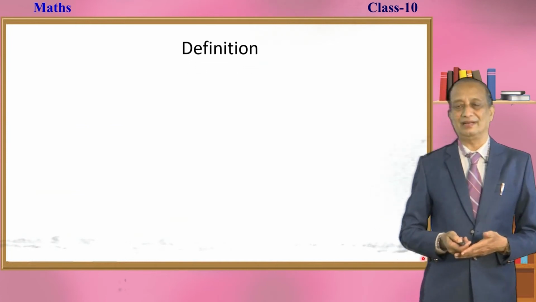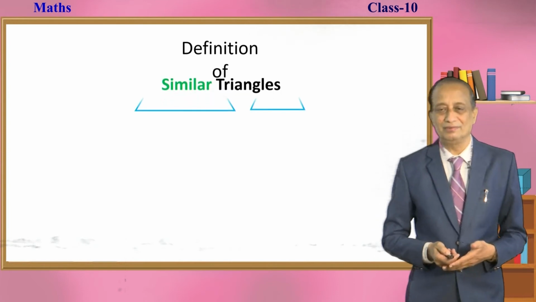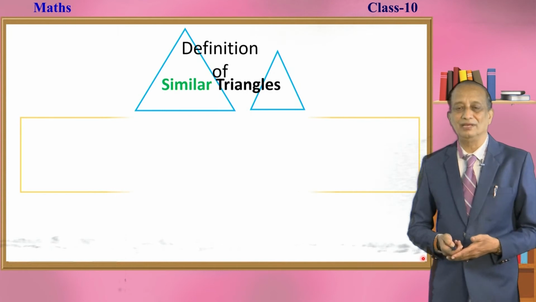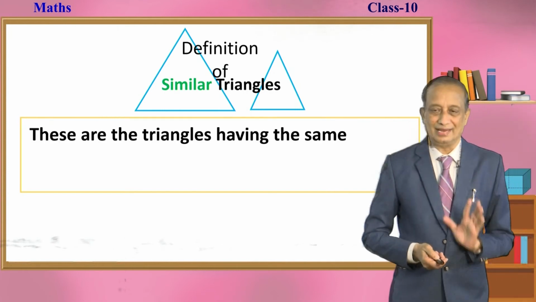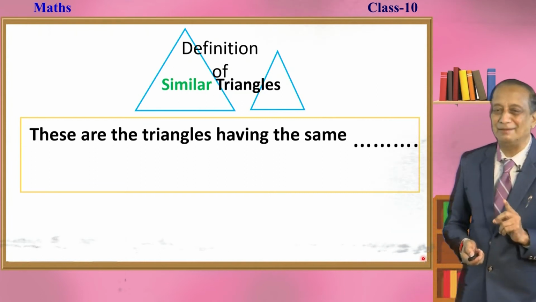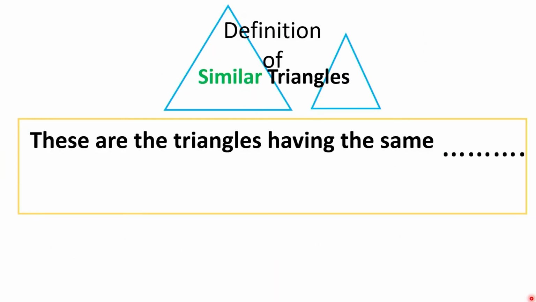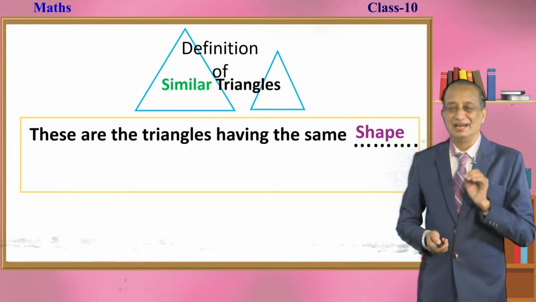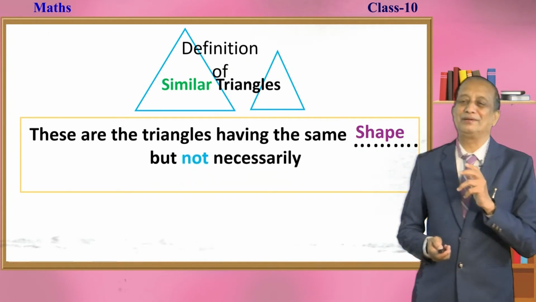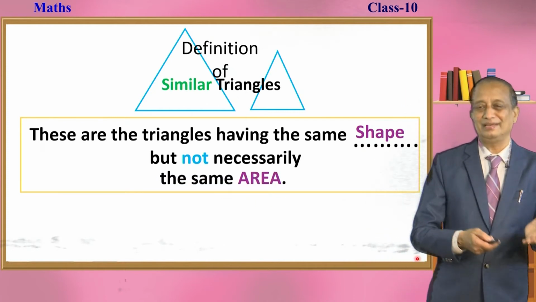Okay. Similar triangle definition. Can we state it like this? We can define similar triangles this way: these are the triangles having the same... Is it possible, children, to fill up this gap? When do you call two triangles similar? Yes, you are right. They should have the same shape. Then only we can call them similar. So, these are the triangles having the same shape, but not necessarily the same area. Area may be different, area may be the same.